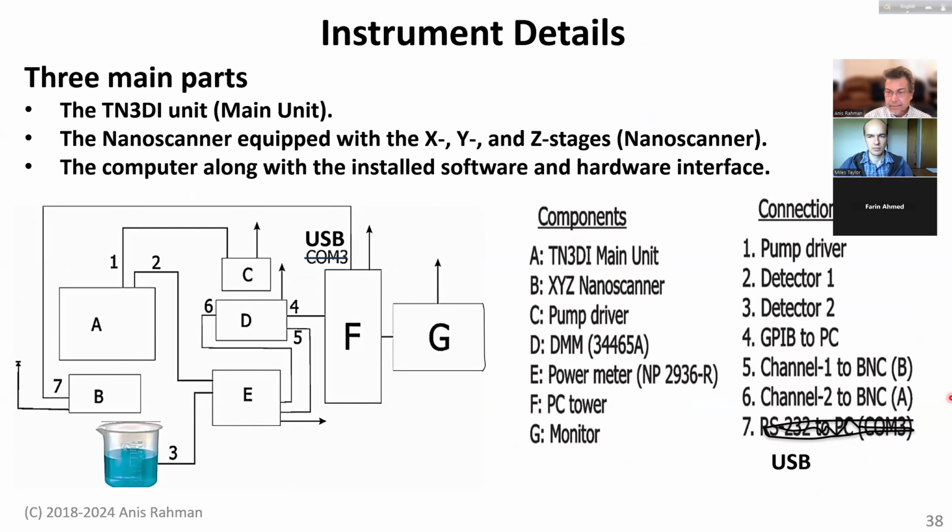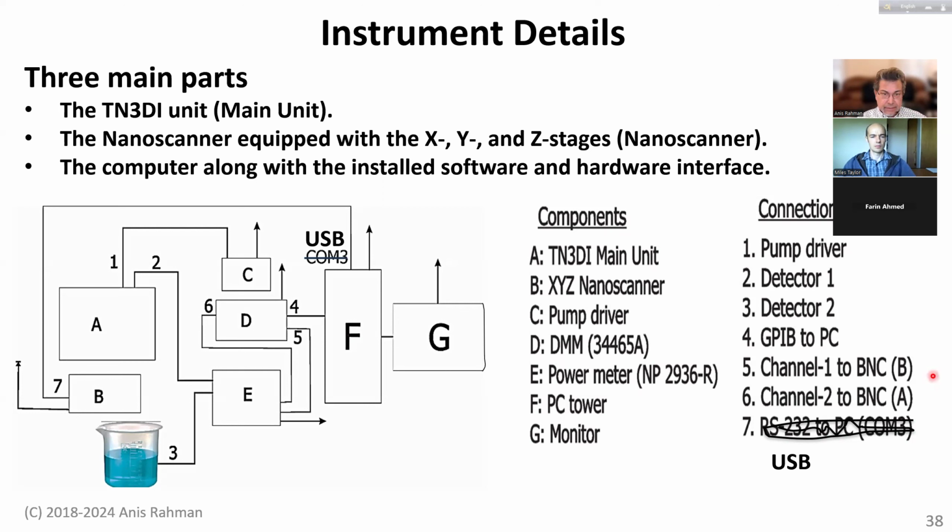But today, first, let me give you an outline of how the instrument is organized. So the tabletop system has three main components. The first one is the main box, and then the nanoscanner, which has X, Y, and Z, and optionally a theta axis, sometimes, not always. And of course, the computer and the software that runs everything.